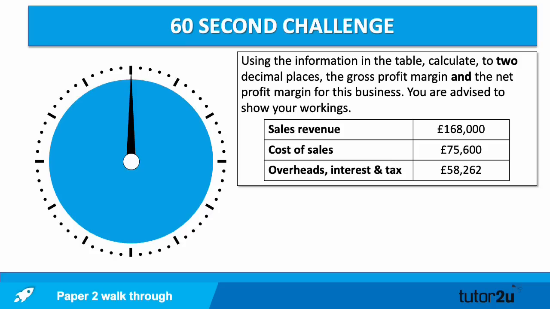So this is our second 60-second challenge, and this time we are looking at the concepts of gross profit margin and the net profit margin. And as I mentioned earlier, you also need to be able to manipulate the data if it's not given to you. So for example, here you also need to be able to calculate the gross profit and the net profit in order to successfully complete those two calculations. So again, I'm going to give you 60 seconds, so good luck in terms of completing those two calculations.